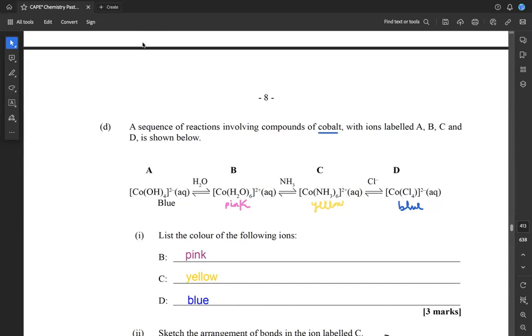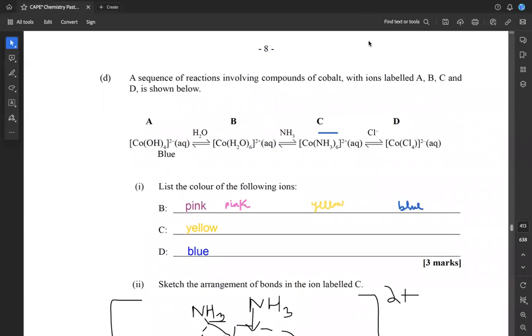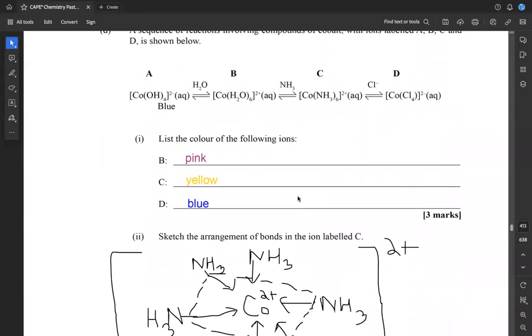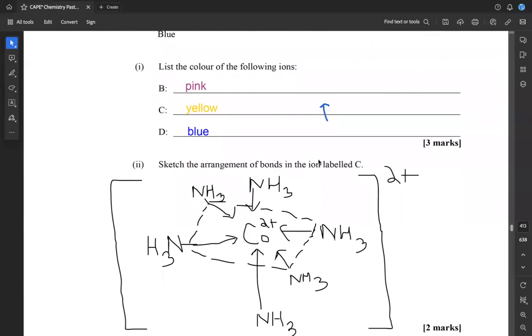All right. So then moving right along, they're asking now to sketch the arrangement of bonds in the ion labeled C, right? So this ion is what they're asking us about. And this ion labeled C is where we have what? This is the hexaammine cobalt complex ion. So we have 6 ammonia ligands surrounding that cobalt. So that's what I drew here, right?